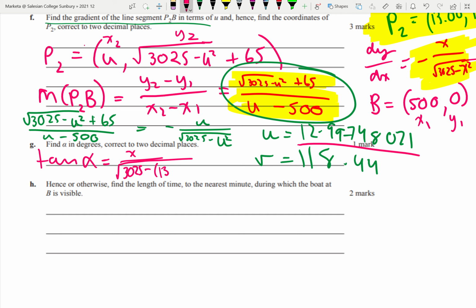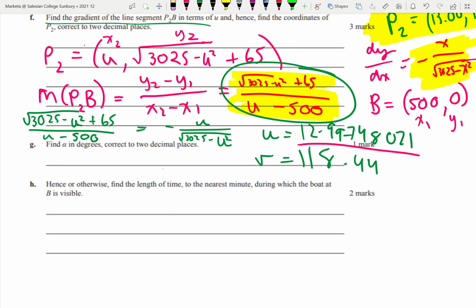I'm just going to write 13 here to save space. Now my alpha value: what I write into CAS is the tan inverse of 13 over the square root of 3025 minus 13 squared. By the way, we don't need to write all this, it's just to show you the working out. It's only 1 mark. So tan theta equals the gradient, or tan alpha in this case.